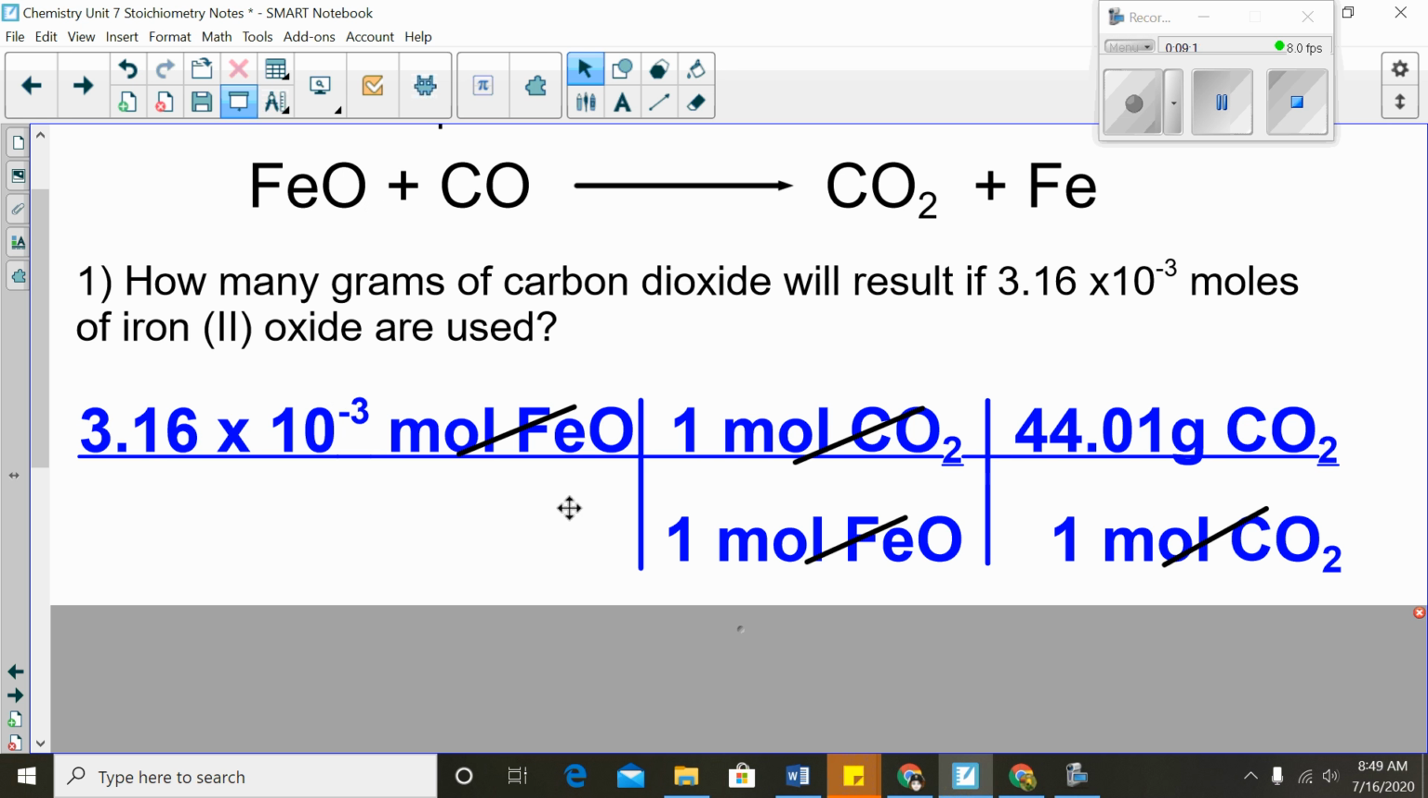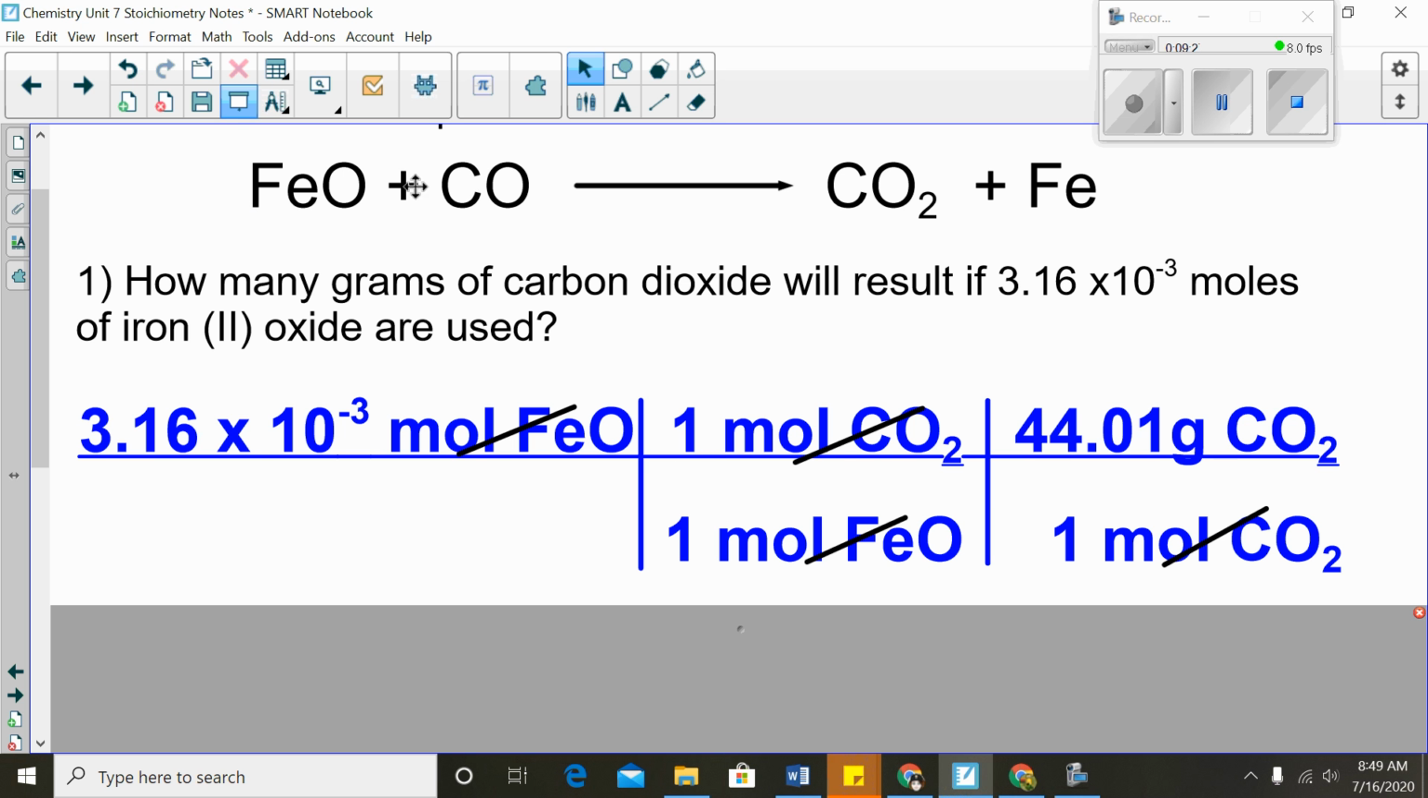Now if you're starting with moles, your next step is the mole to mole ratio. So you can see it right here. FeO is on the bottom so that it cancels. CO2 is on the top because that's what I'm trying to find. Why are these both 1?